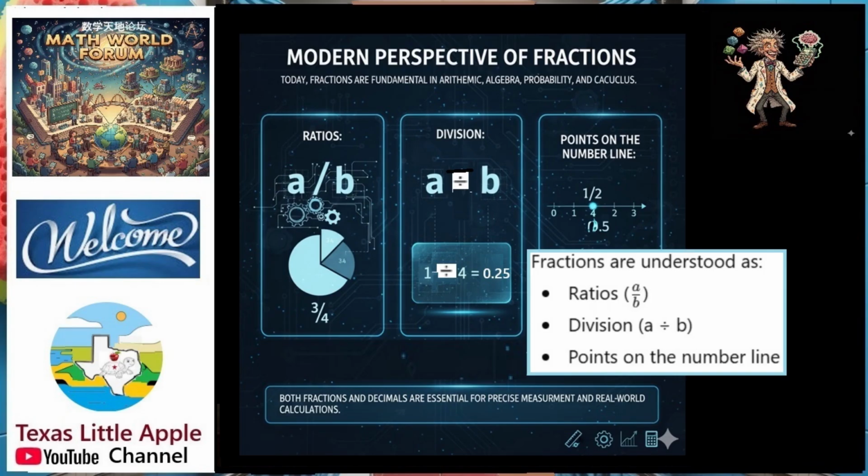Fun fact: the ancient Egyptians' love for unit fractions was so strong that they rarely wrote fractions like 2/3 as a single symbol. They would decompose it into 1/2 plus 1/6.